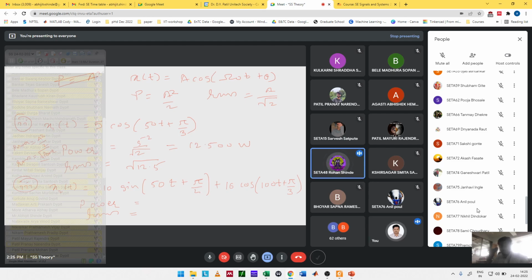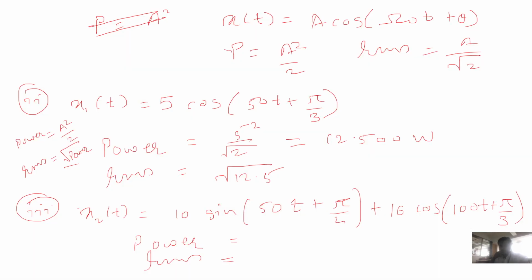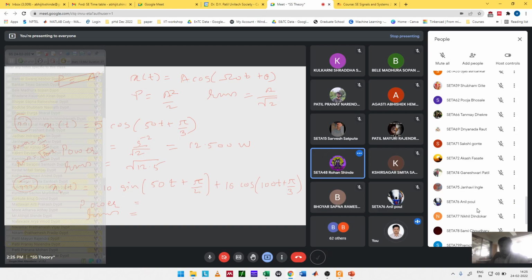Sir, first 10 squared. What I am trying to tell you is that the answer is not important. How you found it is important, right? The calculation way is important. Yes, Rohan. First of all, 10 squared, then 16 squared, then the addition of these two and divided by 2. Yes, Smita, how did you calculate? The same way. First P1 and P2 and then P1 plus P2. Okay. Any other method?